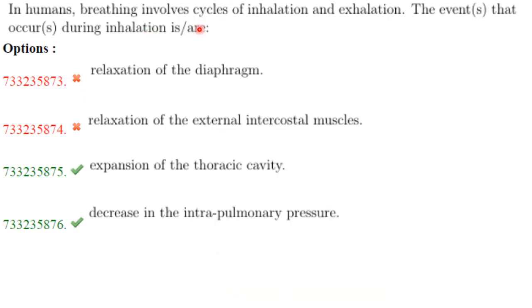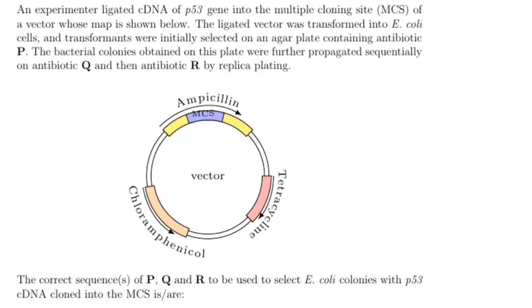The next one. In humans, breathing involves cycles of inhalation and exhalation. The events that occur during inhalation is or are: expansion of thoracic cavity, decrease in intrapulmonary pressure. Answer is option 3 and 4. It's a direct question.